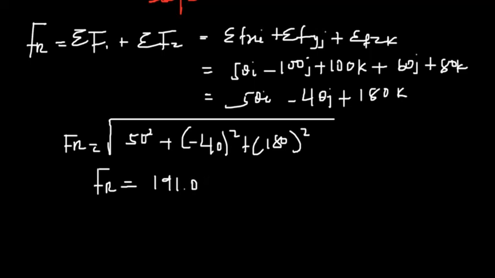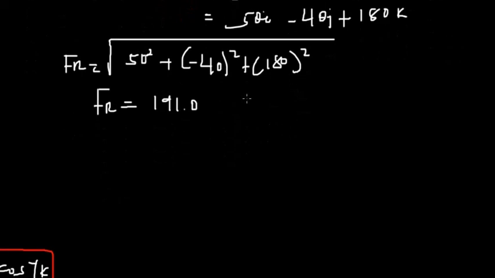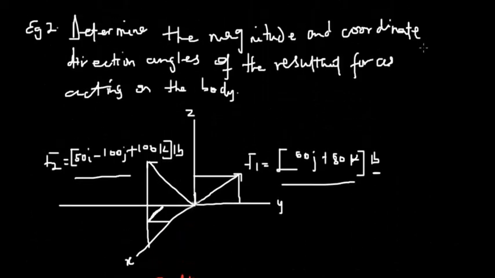So let's check the unit for the forces. It was in pounds, pound force. So let's leave that in pound force. Now this is the magnitude of the force. Now let's try to find the coordinate direction angles of the resultant force.